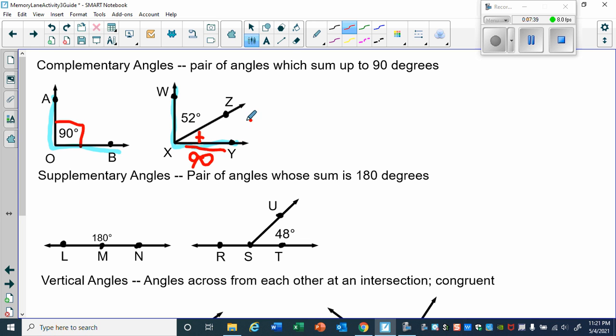Well, this is 90. This angle right here has to be 90 minus 52. Anytime you have a right angle, here's your right angle on the end, which will always be 90 degrees. If you're given one angle, subtract that angle from 90, and you get the other. So in this case, 90 minus 52 is 38. So ZXY would be 38 degrees. Again, complementary, the grand total of the two angles must be 90. If you have the angle of the first one, you should be able to get the second.